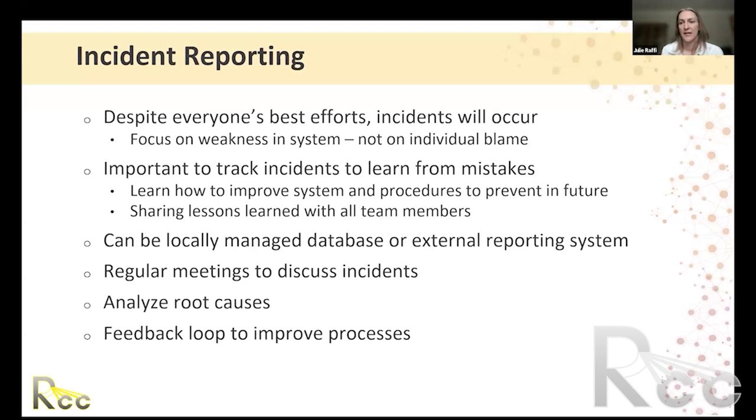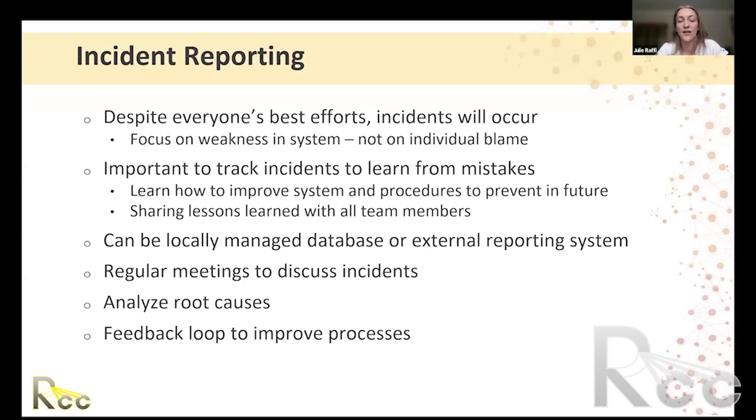not on individual blame. Often it's multiple individual factors that lead to an error occurring. And we want to understand where those errors happen in the process and how we can improve our processes to prevent errors in the future. So the importance of tracking incidents is to learn from our mistakes so we can improve the system. And then we want to share these lessons learned with all of the team members so that everyone is on the same page and learning from the same material.